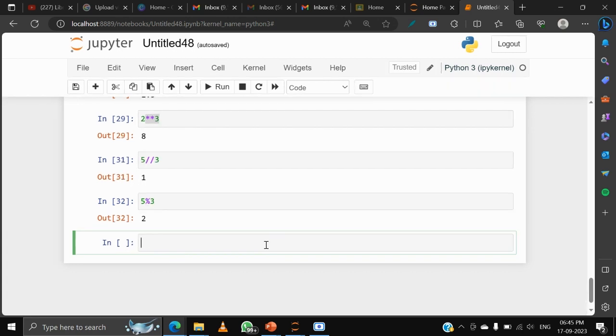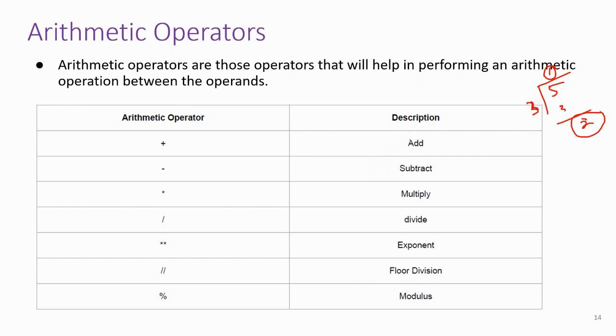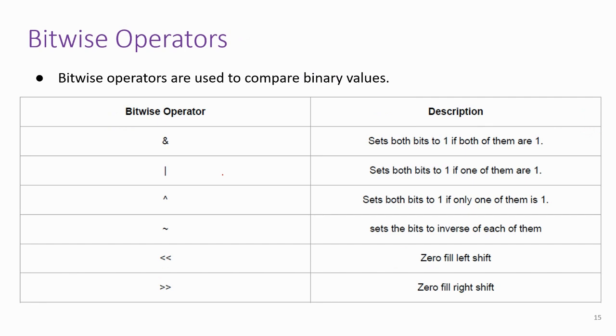Similarly, you can try with any number. You can do the floor division of any two numbers, and similarly the modulus of any two numbers. You can try your own. The concept I explained just now. Now this part, the arithmetic operators, is over.